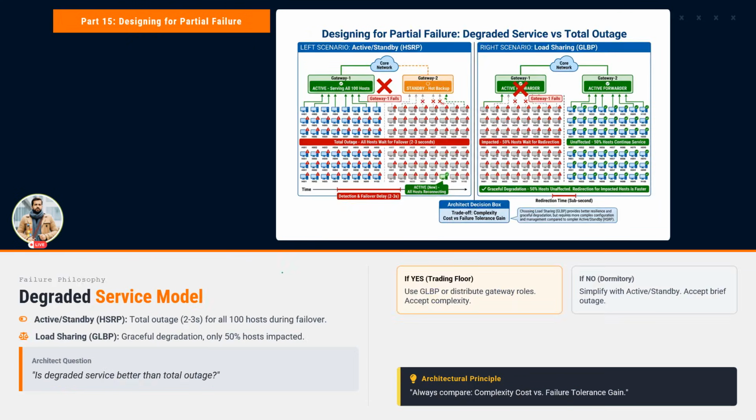When designing for failure, what's the key trade-off? Is degraded service better than total outage? If yes, use GLBP or distribute gateway roles. If no, simplify with active standby. Architectural thinking always compares complexity cost versus failure tolerance gain.